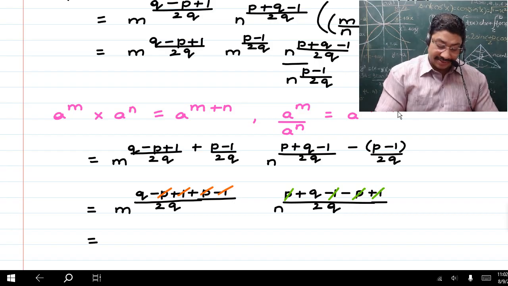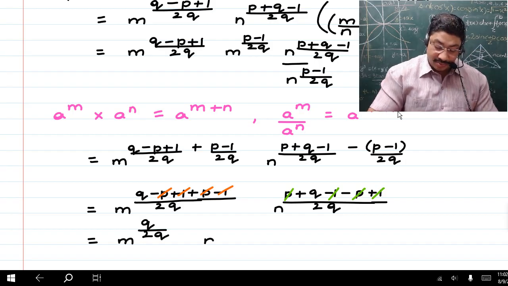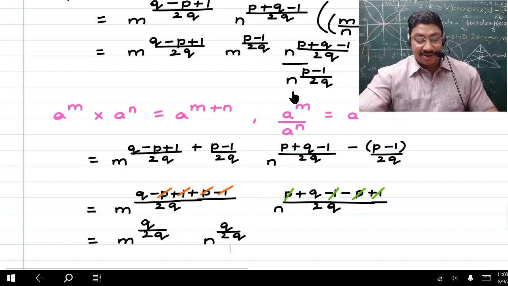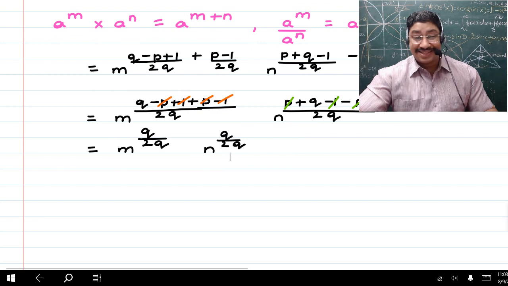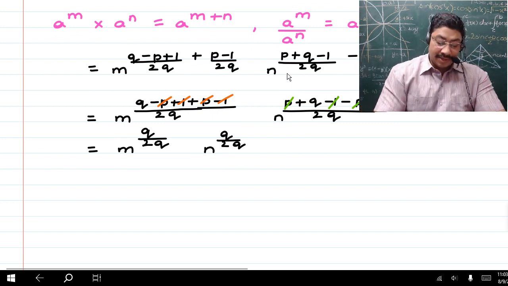So what remains is m raised to the power q divided by 2q, and similarly we have n raised to the power q divided by 2q, exactly the same, right? And all of those fantastic big numbers just got reduced to something which is very small, right? Now children, we will talk about cancellation further.